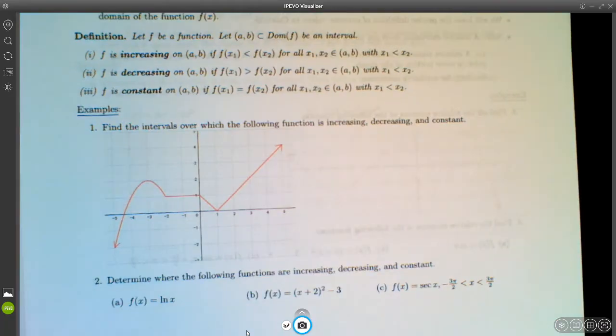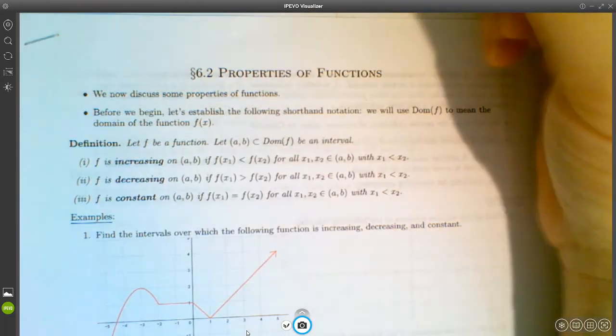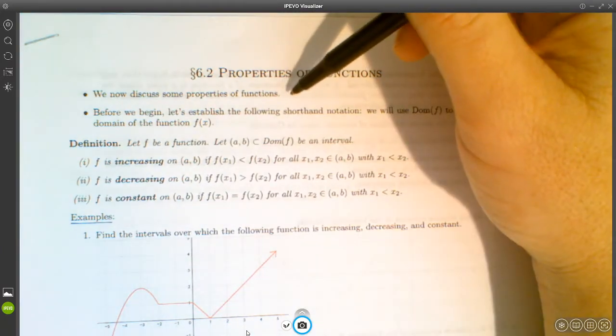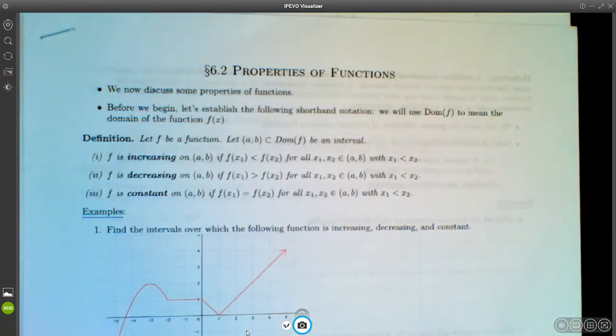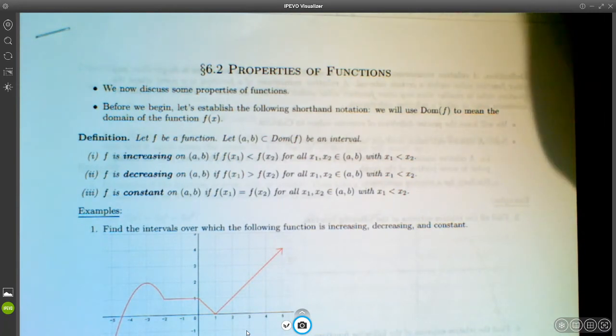All right, so let's talk about some properties of functions. So we're going to cover 6.2 now, and like I said, we're just going to be talking about several different properties of functions that are useful for us to know in order to be able to describe what's going on with functions and things like that.